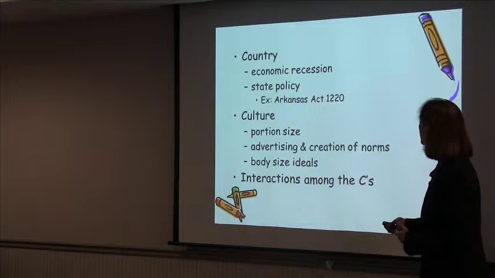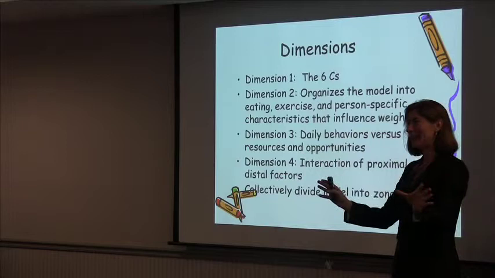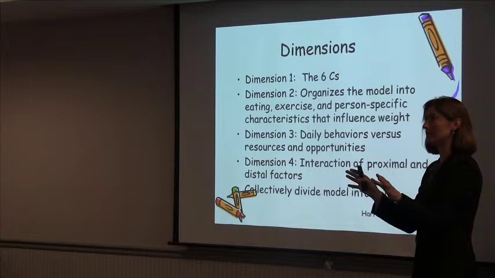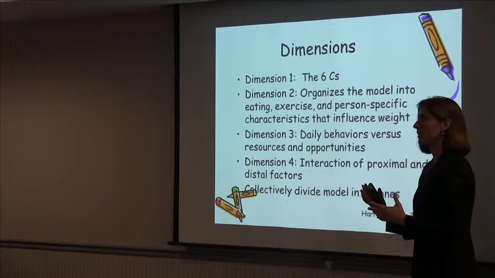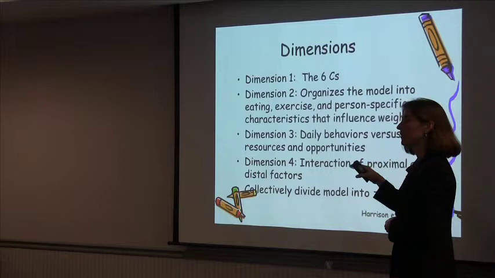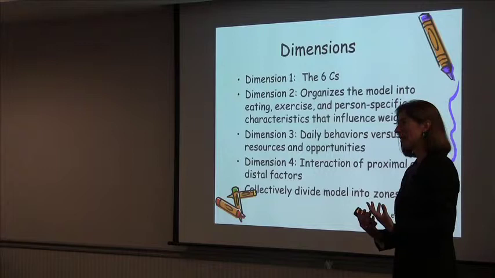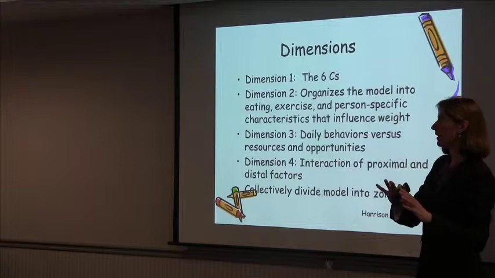So this is Harrison's model. We went through the circles. They're then cross-sected by dimension. So one is the six C's that we just went through. Dimension number two organizes the model into eating, exercise, and person-specific characteristics that influence weight. So, eating, dietary choices, portion size, et cetera, physical activity choices. Person-specific characteristics can be things like impulsivity, loss of control eating, emotional reactivity, motivation, things that aren't traditionally discussed, at least in maybe the medical side of the pediatric literature.